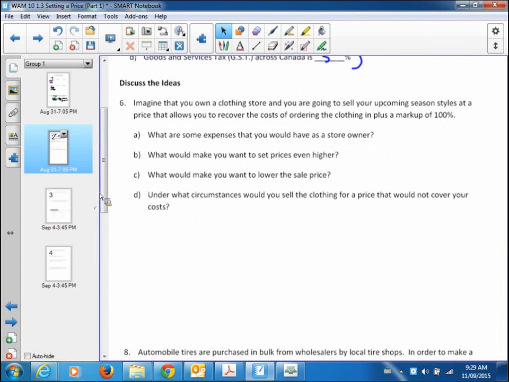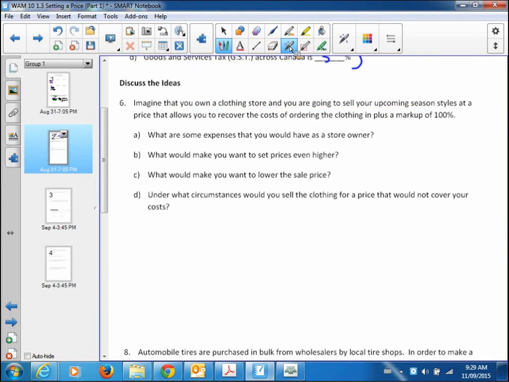I'm going to just verbally do this one. We wrote it out and had a good discussion. Imagine that you're owning a clothing store. You sell your upcoming season styles at a price that allows you to recover the costs of ordering the clothing, plus a markup of 100%. What are some expenses that you would have as a store owner?